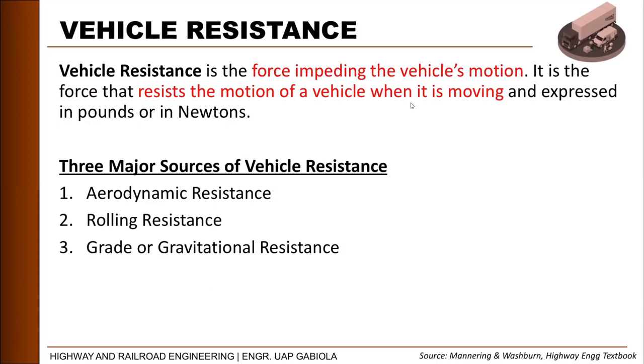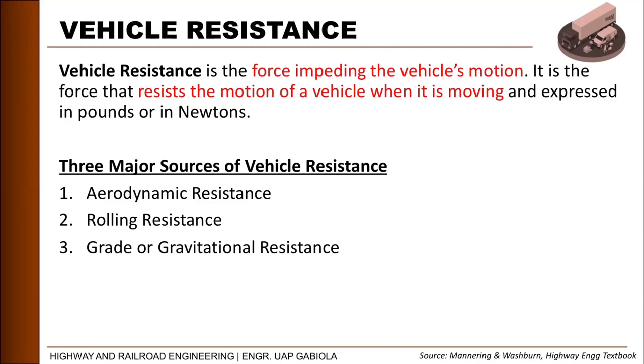So when we say impeding, they are the ones who delay, prevent, counteract, or make our vehicle slower. It is the force that resists the motion of our vehicle when it is moving, and it is also expressed in pounds or in newtons, so it is a force also. Okay, so in vehicle performance, we have three major sources of vehicle resistance. We have the aerodynamic resistance, the rolling resistance, and the grade or gravitational resistance. So this will be our scope for today's lesson. So differentiate these three and understand the different formulas being used on these vehicle resistances.